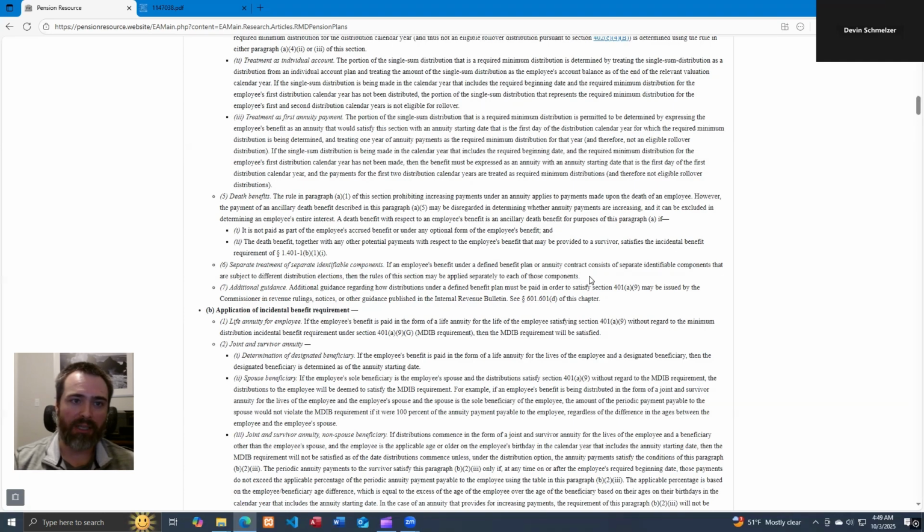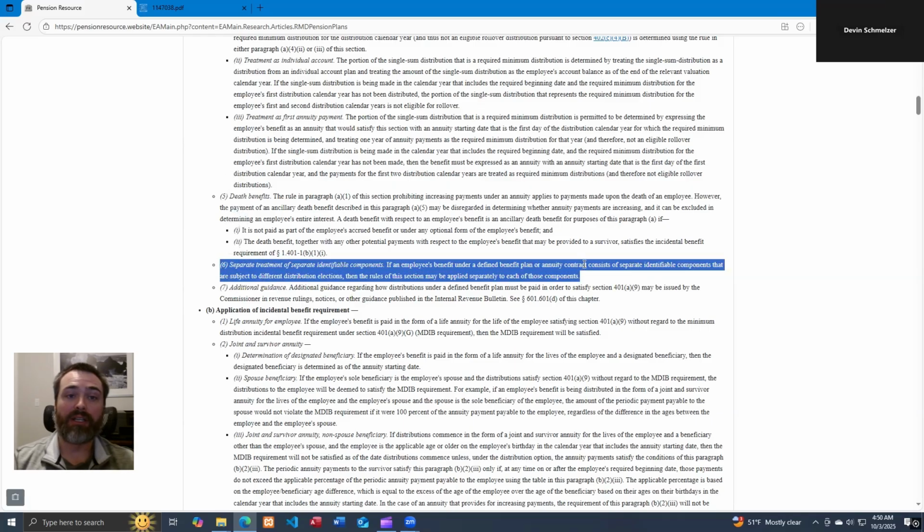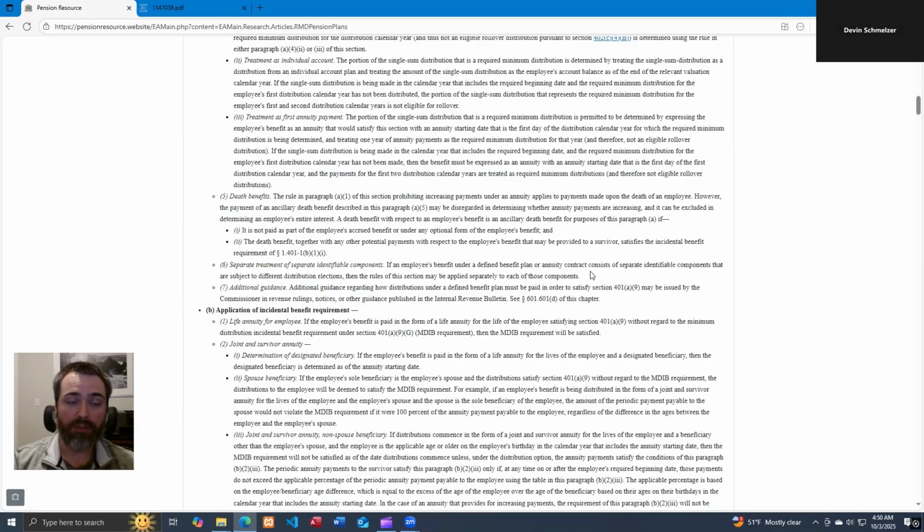So if you can separately identify accrued benefits under the plan, and if your plan allows that accrual to have a different distribution election form applied to it, then I see this applies. So you can use that for splitting out the distribution elections in the same calendar year for what methods are being used.